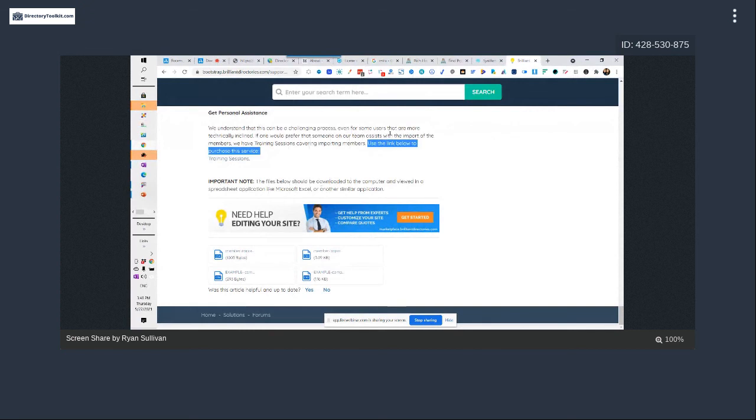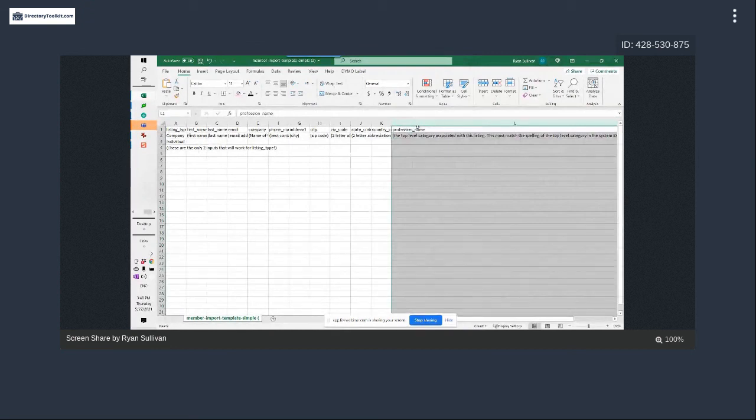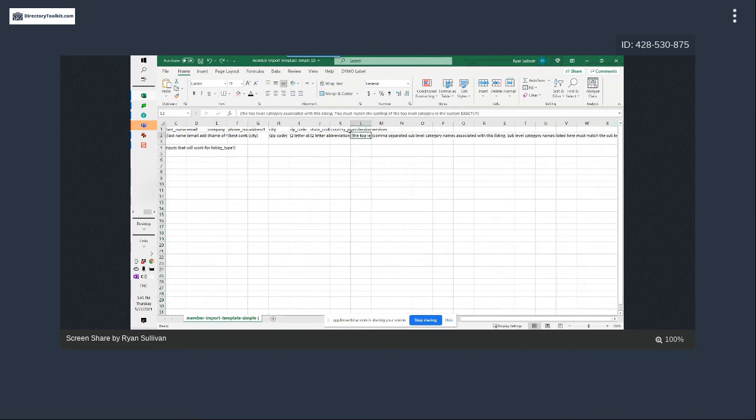And it says it here in the profession category, profession underscore name. It says the top level category associated with this listing. It has to match the spelling of the top level category in the system exactly. Sometimes I see that mistake where they add that in here and it is not spelled correctly, or it has to match exactly, or it will not add that to the top level category automatically. If the top level category is not added correctly, it will then not add it to the proper sub-level categories, because the sub-level categories are based off the linkage to the top-level category. And so if that is wrong, these will also not be correct. Okay, so just be aware of that.